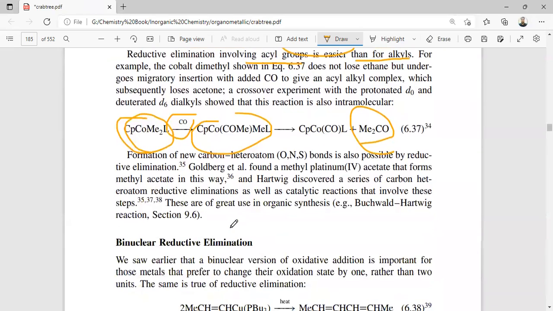The formation of new carbon heteroatom bonds is also possible by reductive elimination. So Goldberg found that methyl palladium acetate forms methyl acetate in this way. And Hartwig described a series of carbon heteroatom reductive eliminations as well as catalytic reactions that involve these steps. They are of great use in organic synthesis.